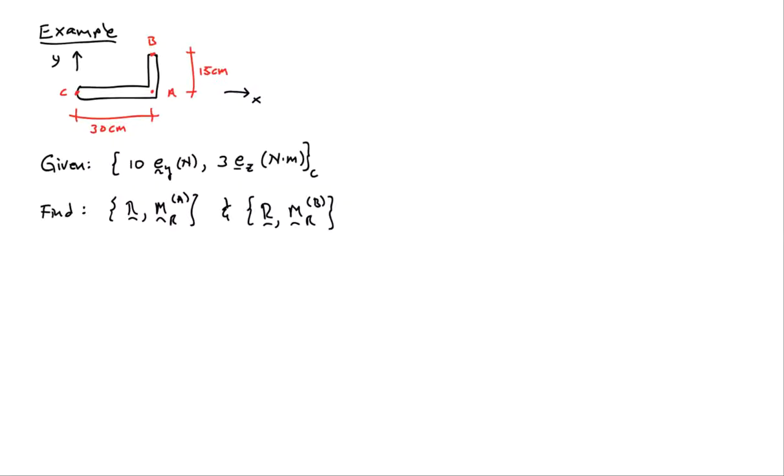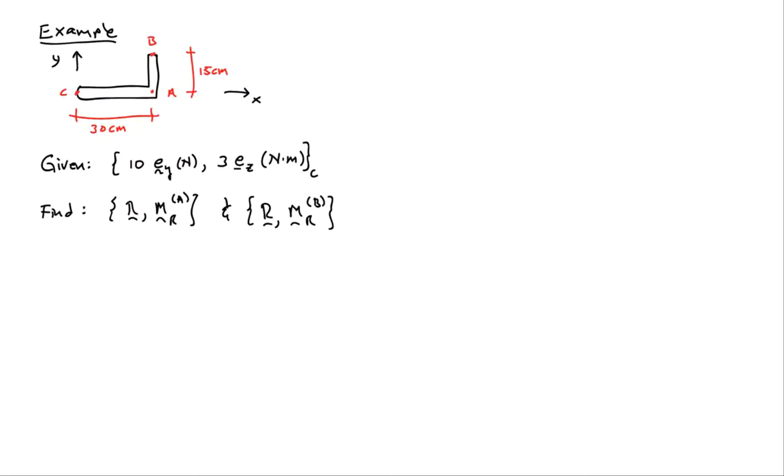Let's look at a simple example of the general result that we just derived. So here I have an L-shaped object, and I've labeled a couple of points A, B, and C. And I'm giving a characterization of the force system that's acting on this object with respect to point C. So we have a force in the y direction of 10 newtons and a moment of 3 newton meters located at point C. And let's find equivalent characterizations in point A and in point B.